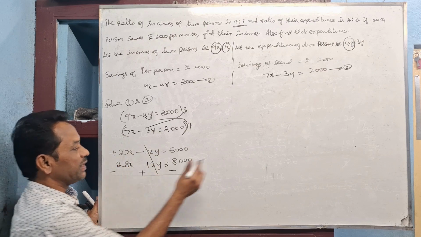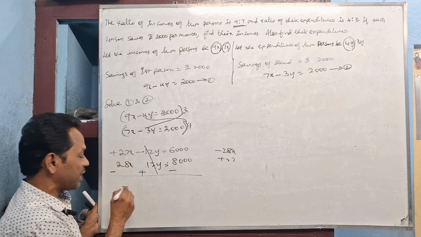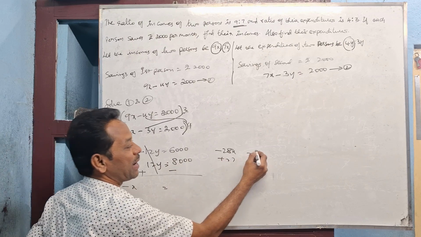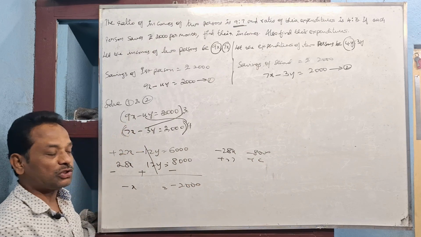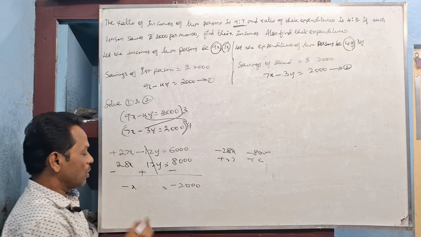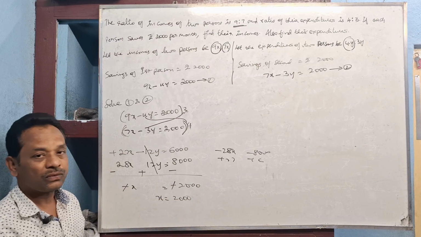Now here we get minus 28x, and we have plus 27x, so we'll get minus x equal to minus 8000 plus 6000. We'll get minus 2000. So you can cancel minus and minus: x equal to 2000.